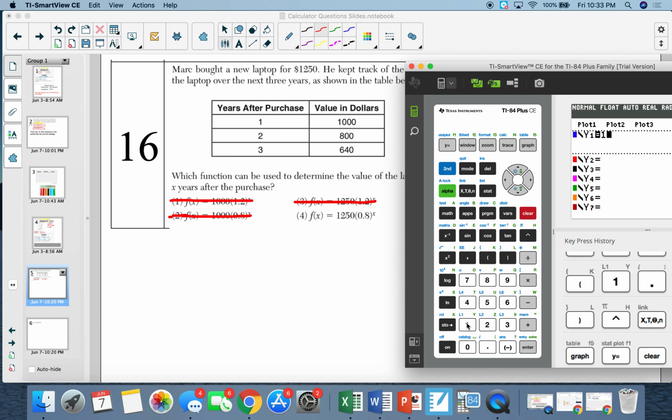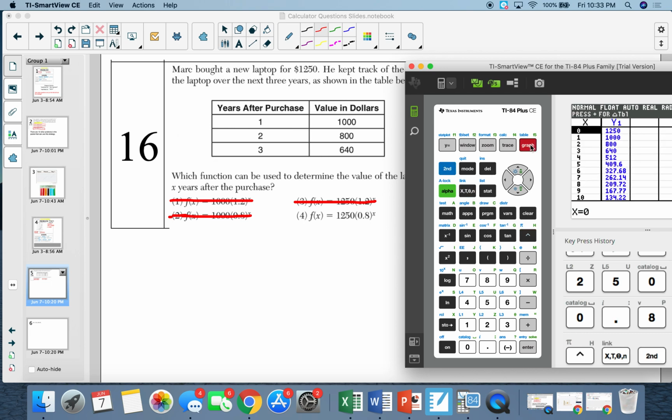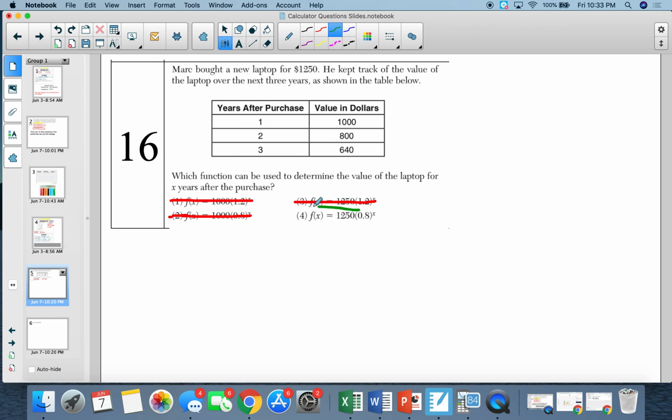And let's just double check and make sure. We're almost there anyways. So 1,250 times 0.8 to the x power. 1 gives us 1,000, 2 gives us 800, 3 gives us 640. Same thing as our table, so it matches, which means we must be on answer choice 4. There are 6 other questions that use this strategy in our packet. See if you can identify all 6 problems.